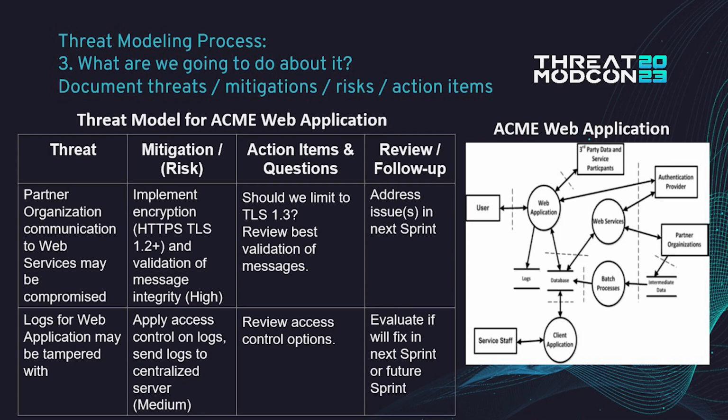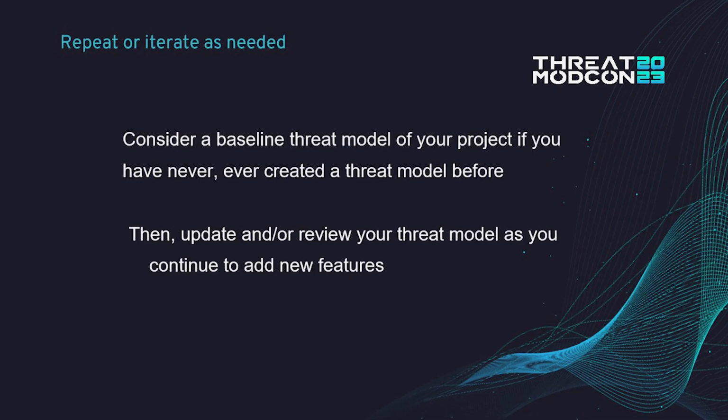All right, so here we are finishing out our threat model. Review, follow up, address issues in the next sprint, or evaluate if we'll fix in this next sprint or a future sprint. Okay, and what I just said a moment ago, consider a baseline threat model of your project if you have never created a threat model before. Just a high level view, and if there are some areas where you need to dive in a little further, like a web service or some API, maybe I need to see what's going on there, you can do that. Get the high level and then zero in on some issues that you might determine in those areas. And then update and review your threat model as you continue to add new features. And there we go, the whole thing together.